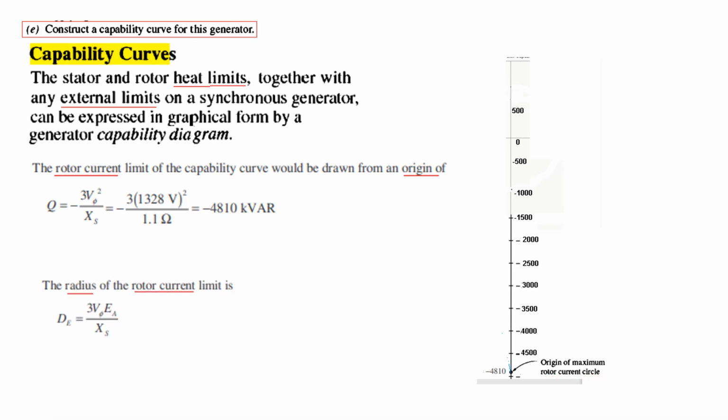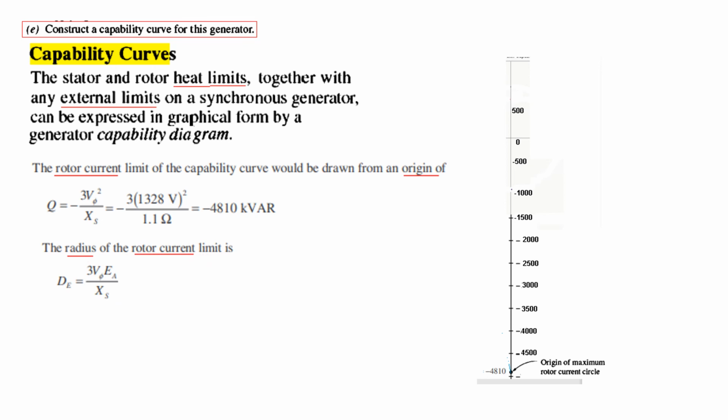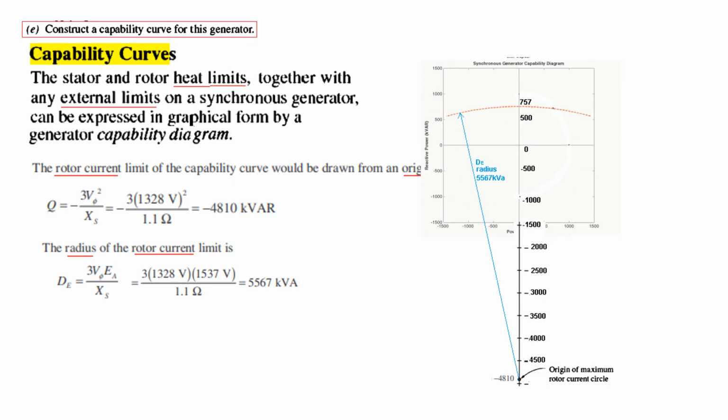Next, we found the radius of the rotor current. So we have found the origin. Now we need to find the radius of the circle that we will draw from here, and that is given by this formula, and putting in the values, we find the radius to be 5567 kVA. So now we'll draw the radius from this point. We'll take a radius of 5567 and we'll draw around. So it will be something like this. Only part of it we are showing with this radius. So this is the rotor current limit, and you cannot go beyond this.